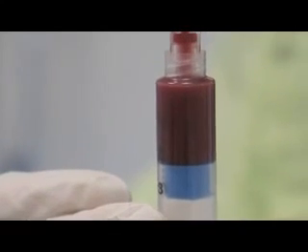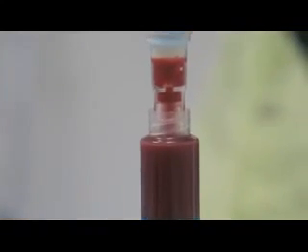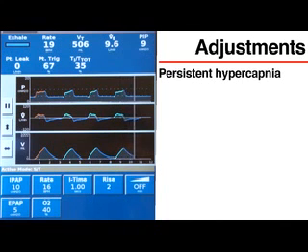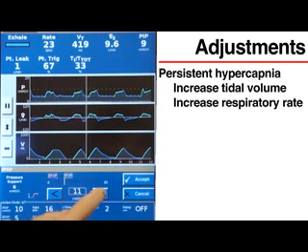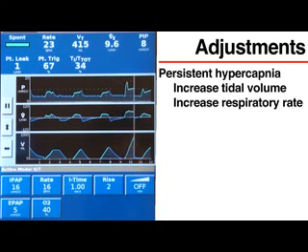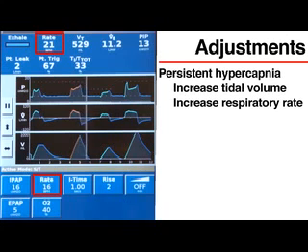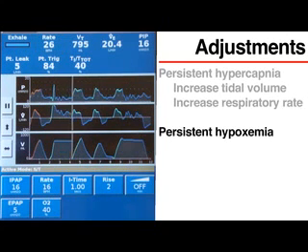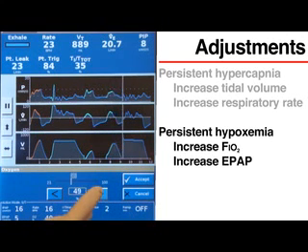Measure another arterial blood gas after 30 minutes to determine whether further changes to the ventilator settings are required. If there is persistent hypercapnia, increase the minute ventilation by changing either the tidal volume or the respiratory rate. Recall that the tidal volume will increase as the difference between the IPAP and EPAP increases. Note that increasing the minimum respiratory rate will affect ventilation only if the patient's spontaneous breathing rate is slower than this rate.